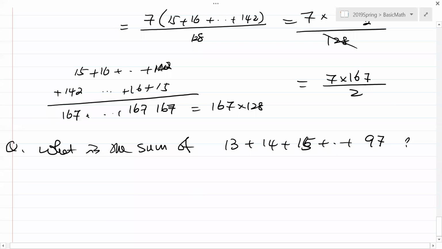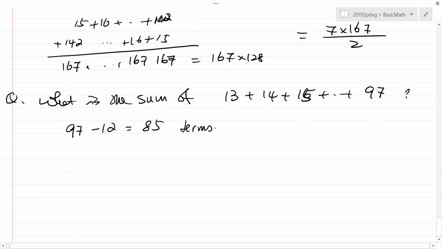Okay, you got it, 4,620. Okay, so the idea is, first of all, you count how many terms. So you have to do the subtraction, okay? This subtraction gives you 85 terms.